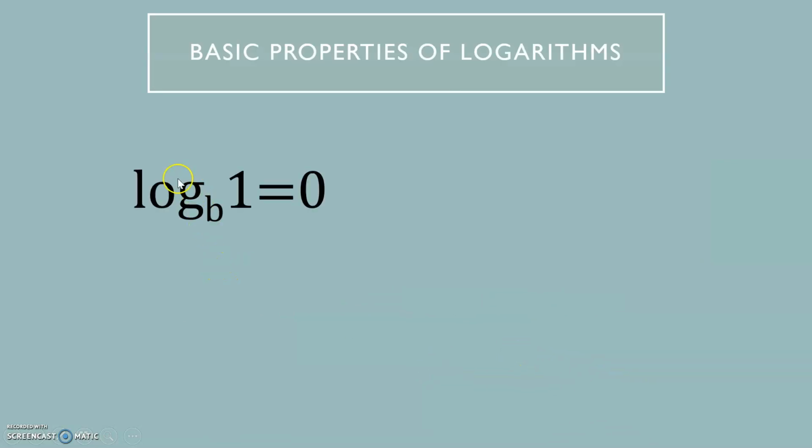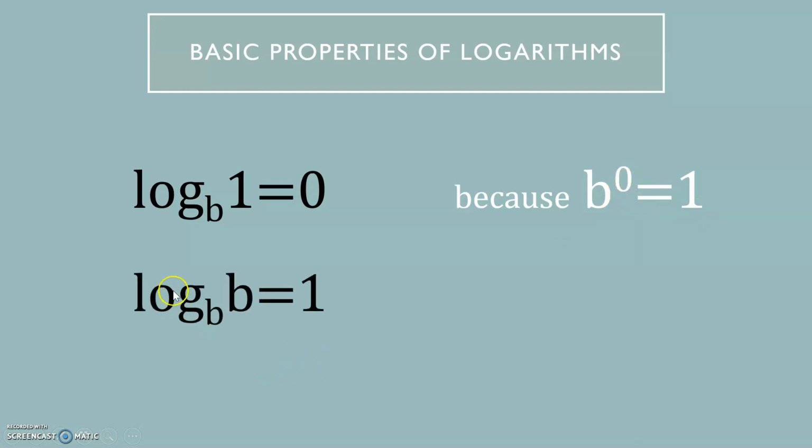You already know that log base anything of 1 is equal to 0, and that's because base anything with a 0 exponent is 1. You also know that log base anything of itself is equal to 1 because anything to the first power remains the same. So these properties are similar and related to our exponential properties.